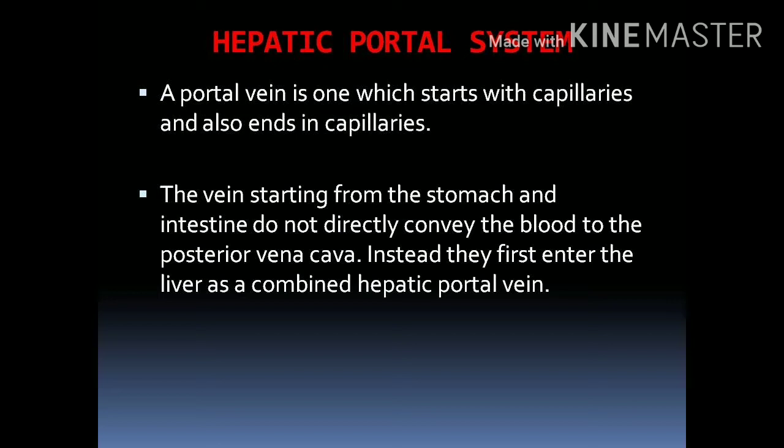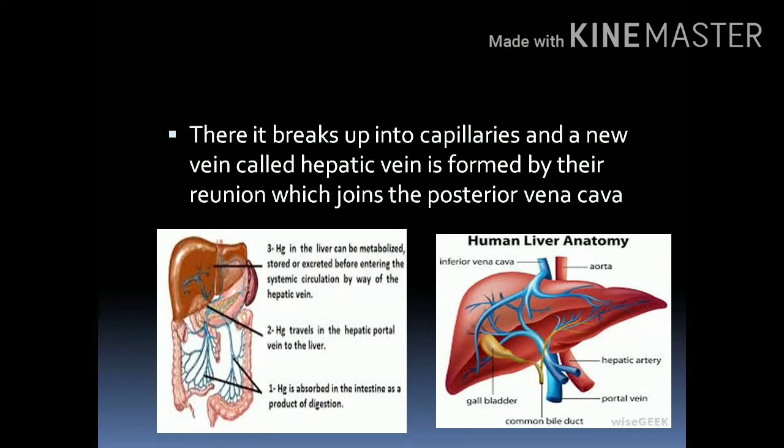Here, whatever deoxygenated blood is there from the stomach and intestine does not directly pour into the posterior vena cava. So this blood enters inside the liver. In the liver, it again breaks down and forms capillaries. These capillaries again rejoin in the liver region. Then this deoxygenated blood through the hepatic vein goes to the posterior vena cava.